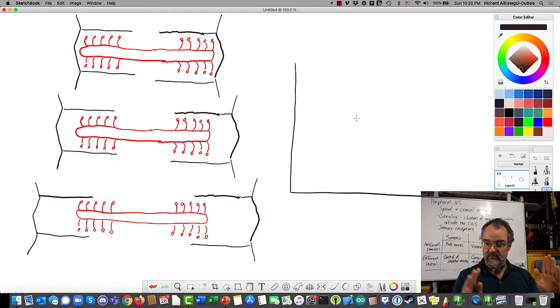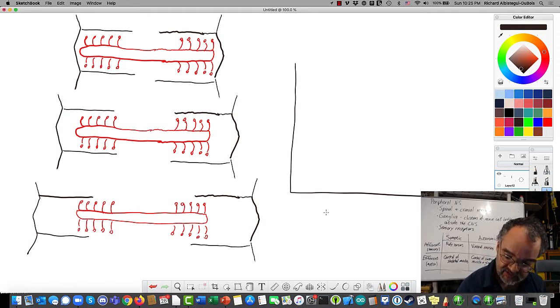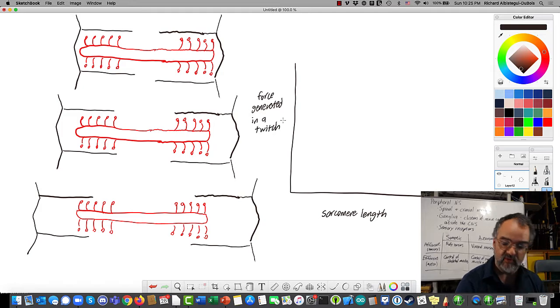In the middle one, it's at sort of a medium length, and in the bottom one, it's at a more extended length. And over here on the side, we're going to have a graph of sarcomere length versus force generated in a twitch. So if we start with the sarcomere at one particular length, how much force can we build up in the twitch? And that's going to be based somewhat on how many myosin heads can reach the actin.